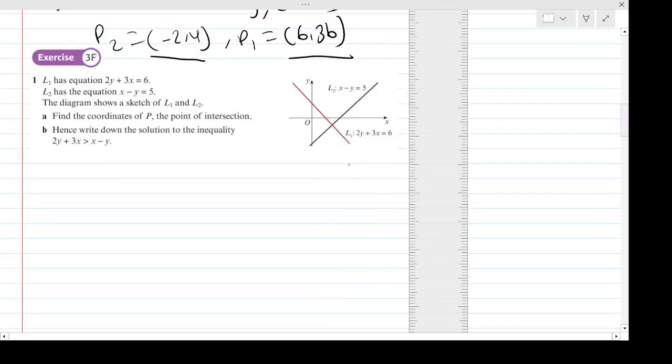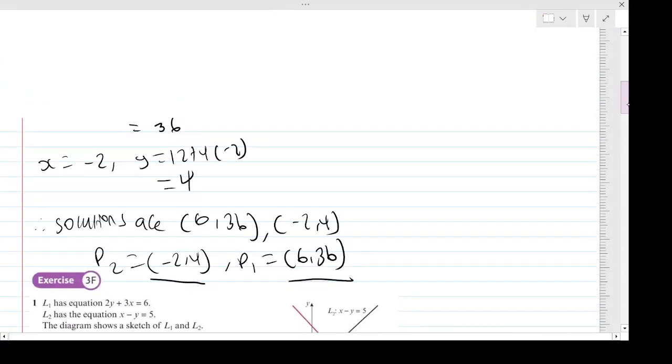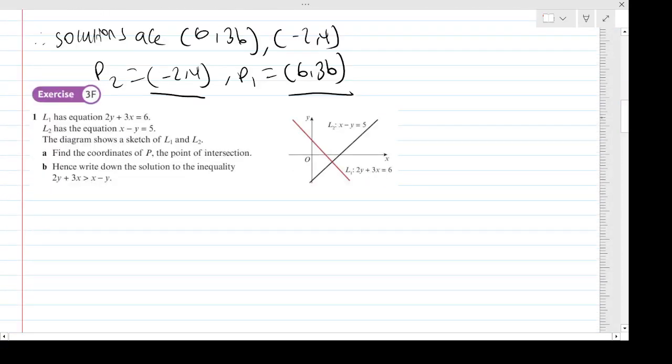Let's have a look at another question then. This time, we are given the line L1 has equation 2y plus 3x is 6, and this other line L2 is given by the equation x minus y is 5. The diagram shows a sketch of L1 and L2. Find the coordinates of P, the point of intersection.